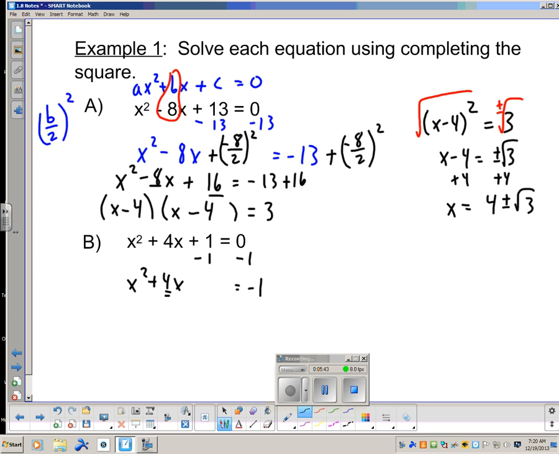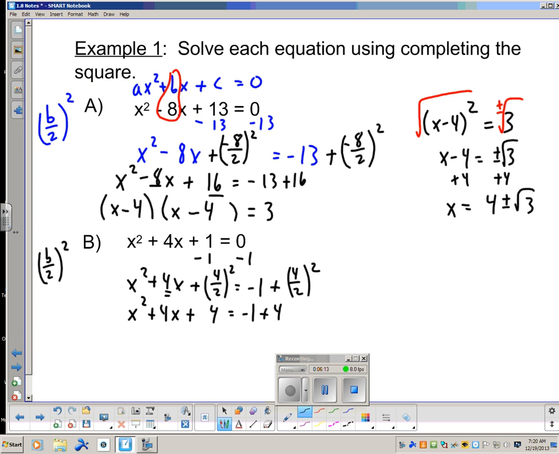So we're supposed to take B divided by 2 and square it and add it to both sides. Since my B is 4, I'm going to take 4 divided by 2 and square it and add it to both sides. So when I do that, I get x squared plus 4x plus 4, since 4 divided by 2 is 2, and if I square it, I get 4. So on the other side, I'm also going to get 4.